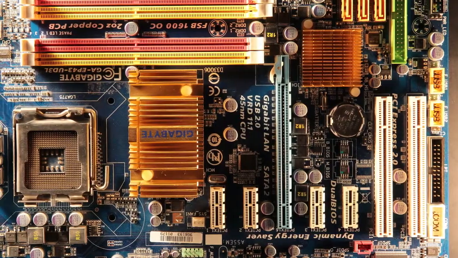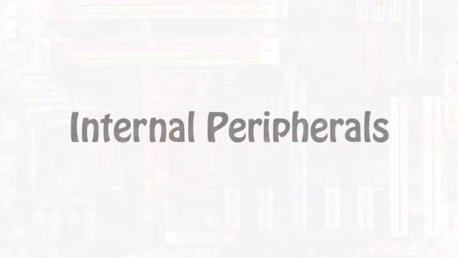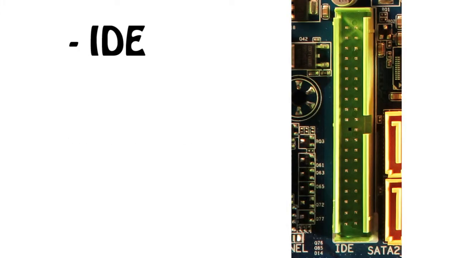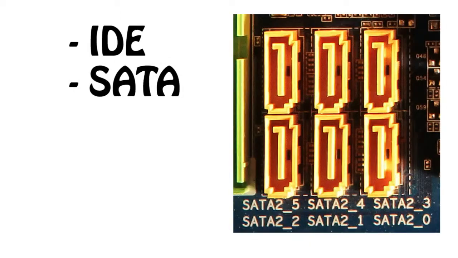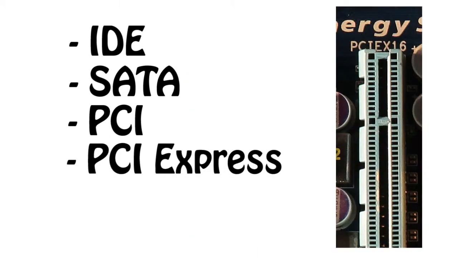There are lots of slots and connectors on the motherboard that are used to connect to other peripherals. For internal peripherals, we have IDE for optical drives and old hard disk drives, SATA for modern hard disk drives, PCI slots for expansion cards such as sound cards, video cards, and network cards, while PCI Express is only dedicated for graphics cards.